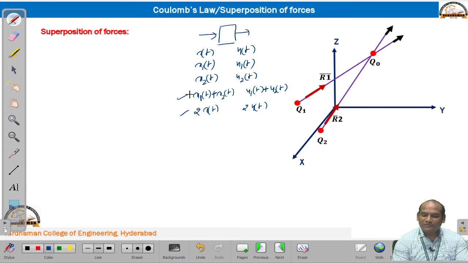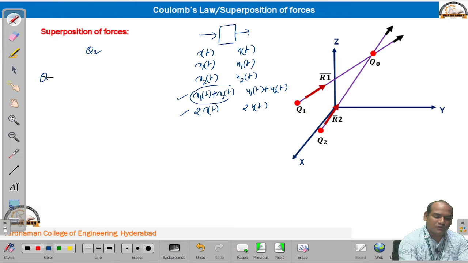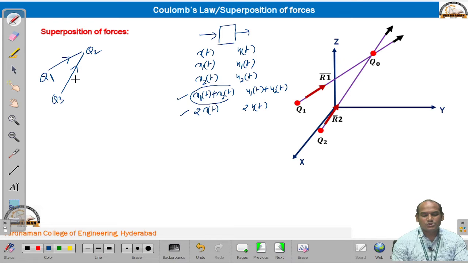Similarly, here we have more than one charge now. Previously we had Q1 charge and Q2 charge. Due to Q1 some force is there on Q2. Now on this Q2, because of Q3 also a force is available. So we have to calculate the overall force on Q2 due to the charges Q1 and Q3. Whatever the total force on Q2 due to Q1 and Q3, that force can be written as the sum of the individual forces caused by Q1 individually and Q3 individually.